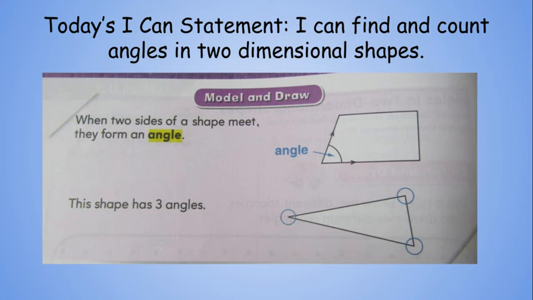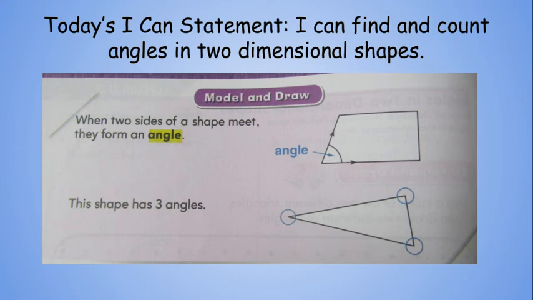Let's look at our model and draw. Go ahead and open to that page in your workbook. It says when two sides of a shape meet, they form an angle. Take a close look at where that arrow is pointing. It's the space between where the two sides meet. In the example below, it says this shape has three angles. That's an example of a triangle. Triangles have three sides, three vertices, and three angles.